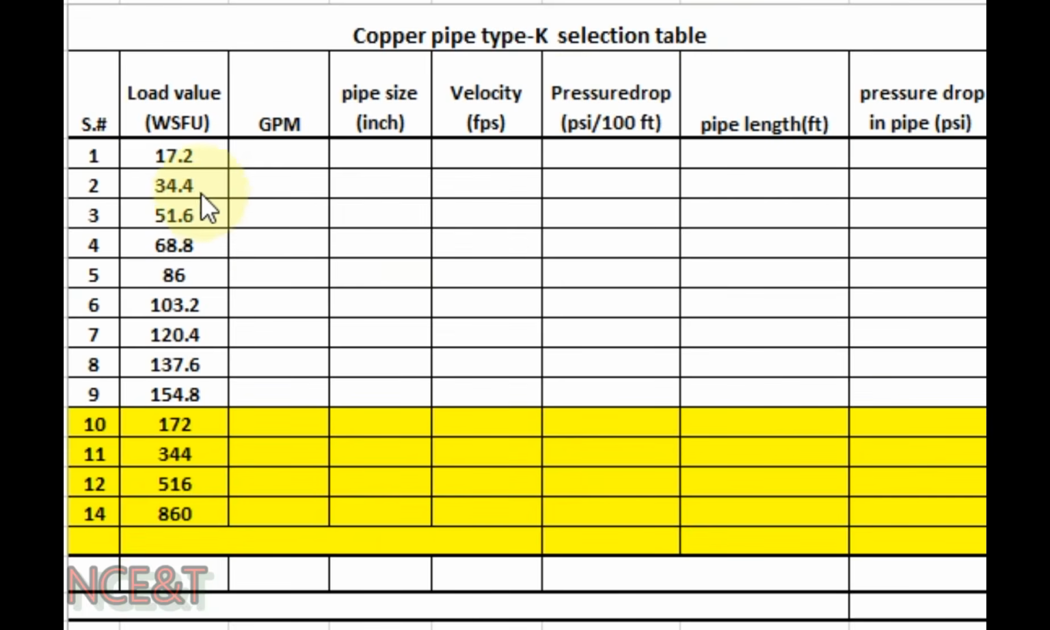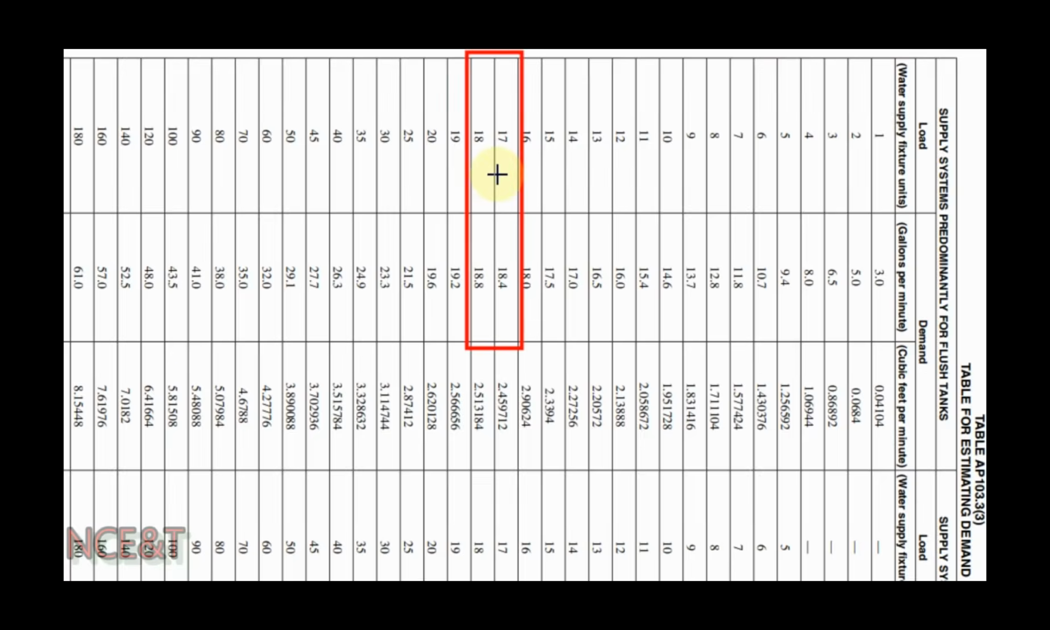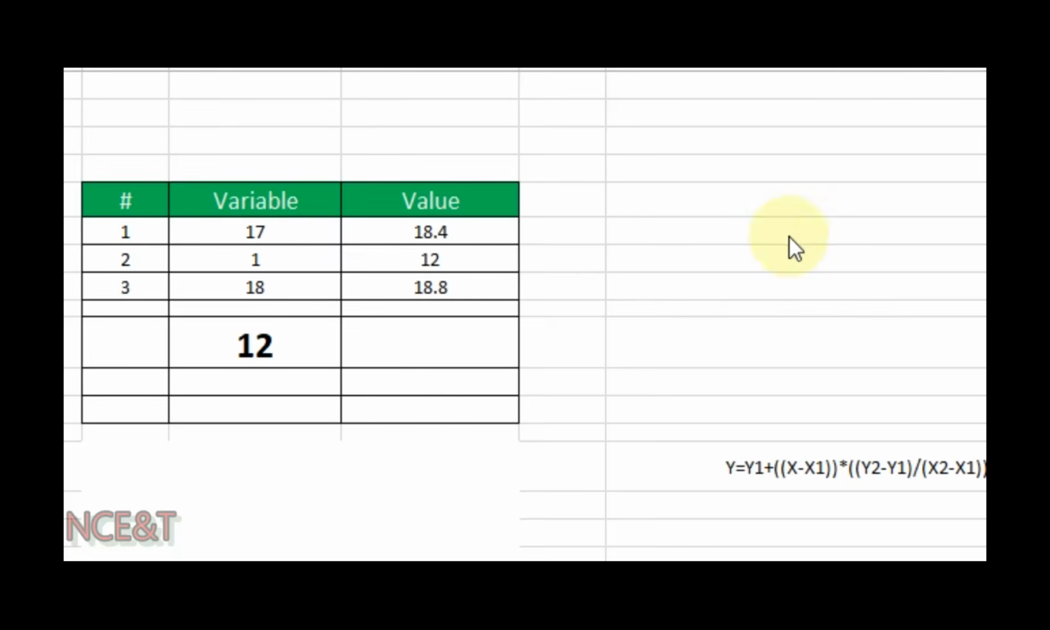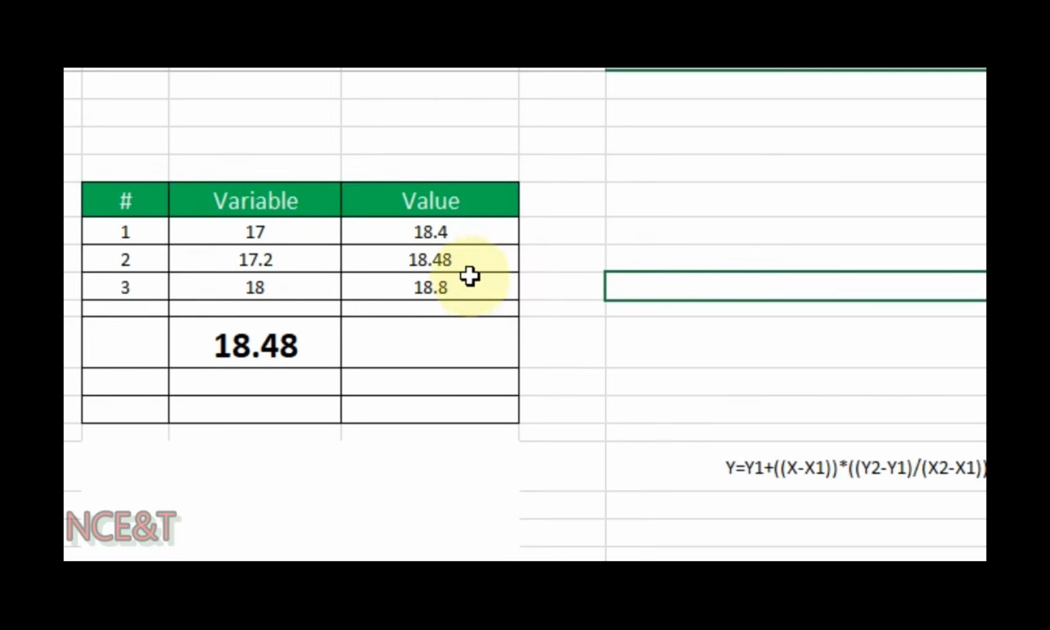Our first load value is 17.2 water supply fixture unit. For 17 water supply fixture unit we need GPM 18.4, and for 18 water supply fixture unit we need GPM 18.8. Applying the linear interpolation formula, for 17 water supply fixture unit it is 18.4, and for 18 water supply fixture unit we have the GPM 18.8. Then for 17.2 we will need the GPM 18.48.